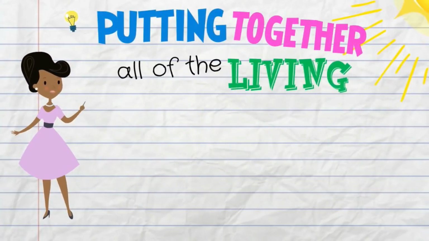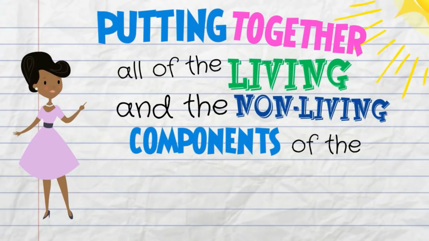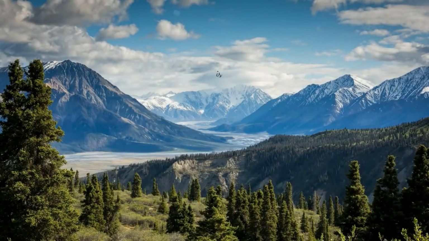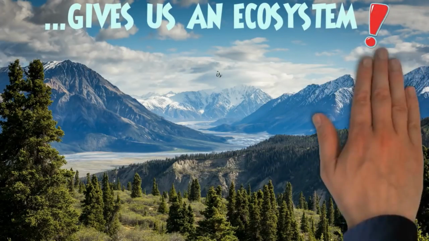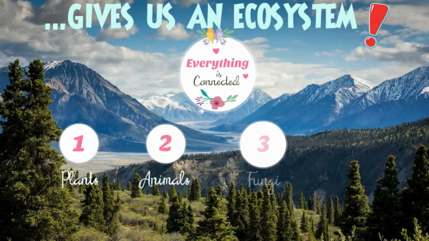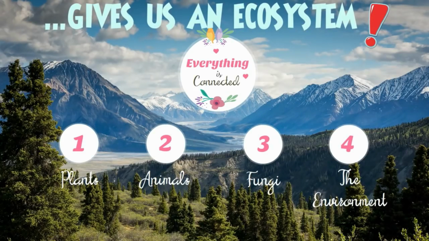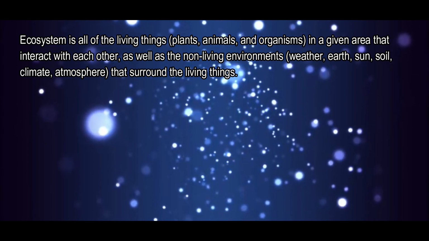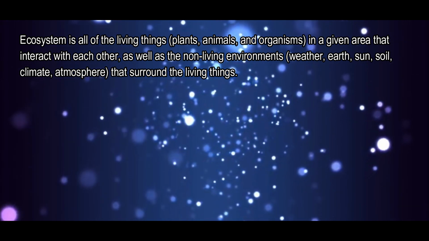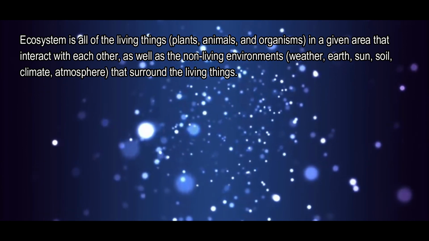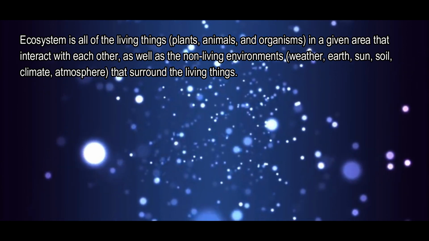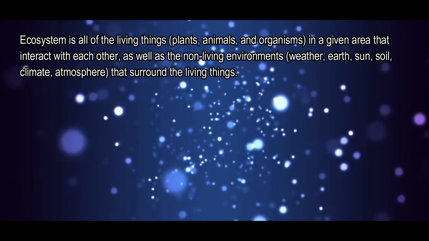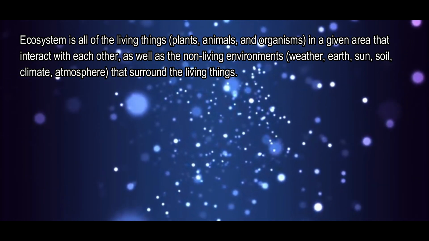Putting together all of the living and non-living components of the environment gives us an ecosystem. Or, in other words, an ecosystem is all the living things, including the plants, animals, and organisms in a given area that interact with each other, as well as the non-living environment such as the weather, earth, sun, soil, climate, and atmosphere that surround the living things.